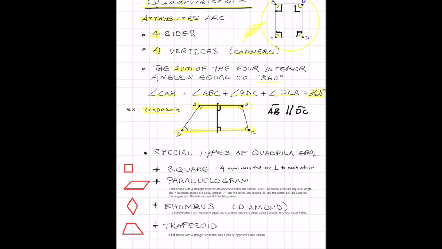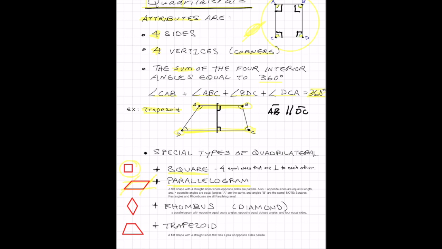Some special types of quadrilateral characteristics are the square. You can see here I've drawn a square, four equal sides, and they're all perpendicular to each other. The next one would be a parallelogram, meaning that it has four straight sides, but the opposite sides of each other are all parallel. You will notice the top and the bottom are parallel, and then these that are about 45-degree angles here, those are parallel to each other.